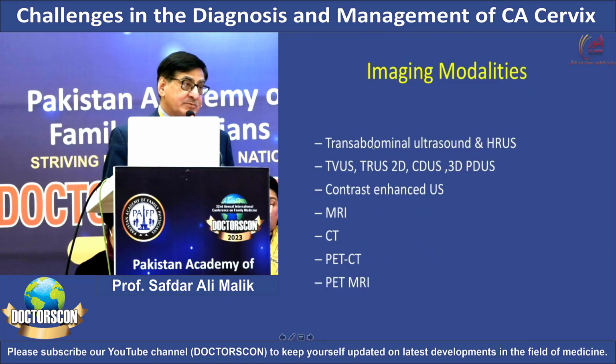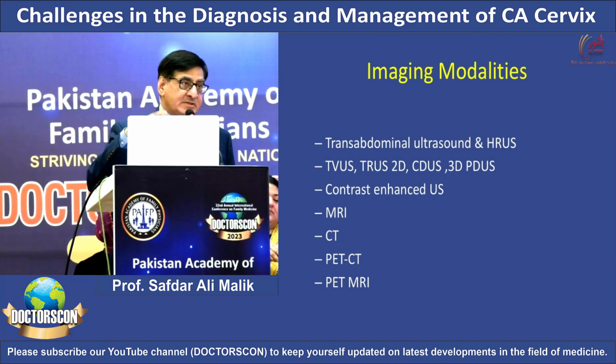Number one, transabdominal ultrasound. Those who are doing ultrasound even for carcinoma cervix, please never jump to the TVS. Always start with transabdominal, because that gives a panoramic view and a whole view of the pelvis: the adnexal area, the lymph nodes, the ovaries, and the uterine size if it is bigger.